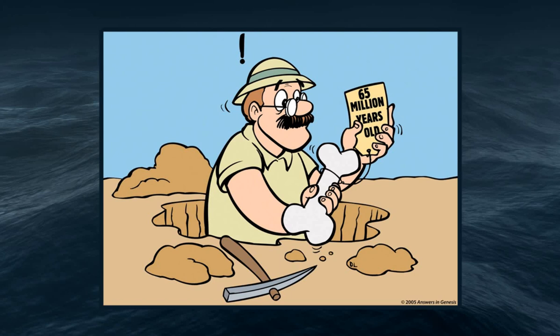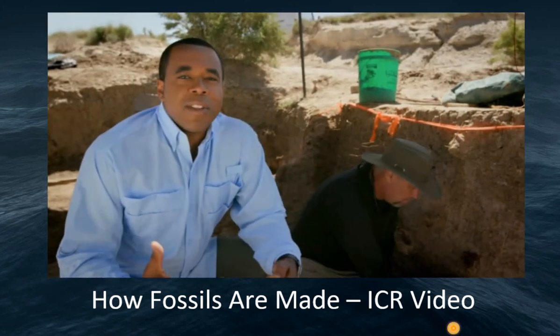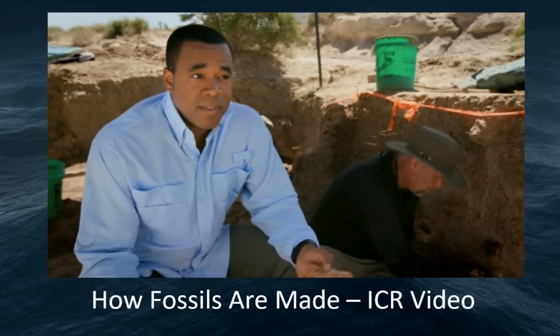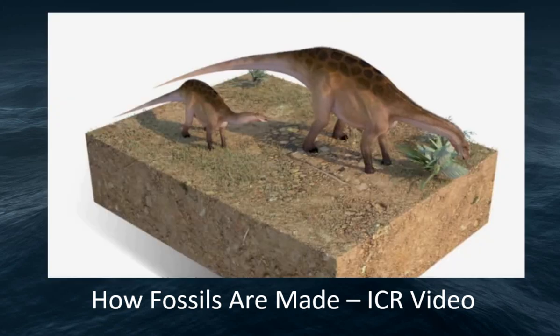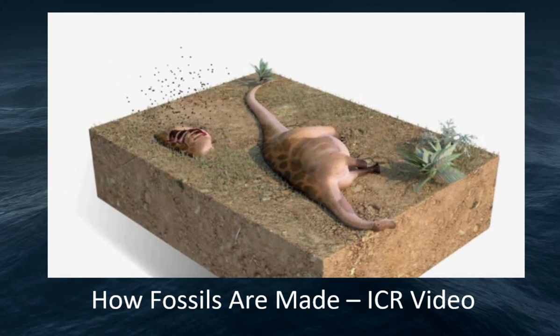Scientists have to interpret or infer the age of the bones, so there's significant evidence in the fossil record that the fossils formed rapidly. And I'll start showing a video from the Institute for Creation Research, and he'll show how fossils are formed. You have to remember, not everything that dies becomes a fossil. In fact, fossilization is rare. Most dead plants and animals are usually eaten by scavengers or destroyed by bacteria.